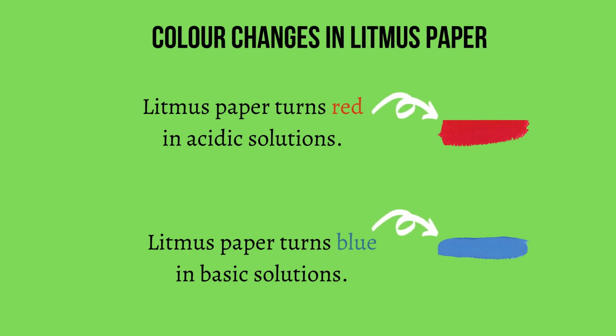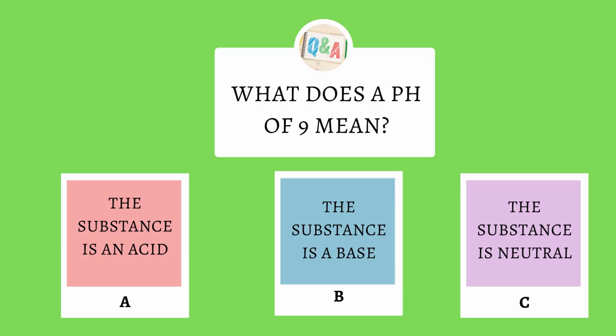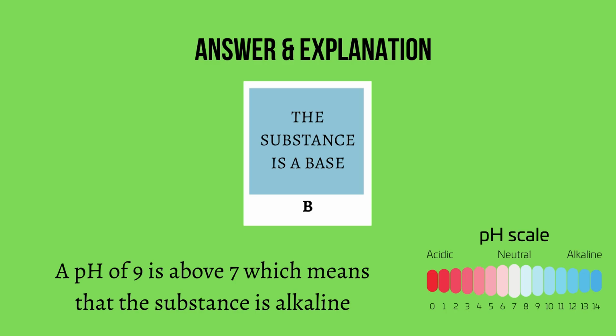Is it interesting? So what did you learn? Let's take a quiz. Question 1. What does a pH of 9 mean? The answer is B. The substance is a base. A pH of 9 is above 7, which means that the substance is alkaline.